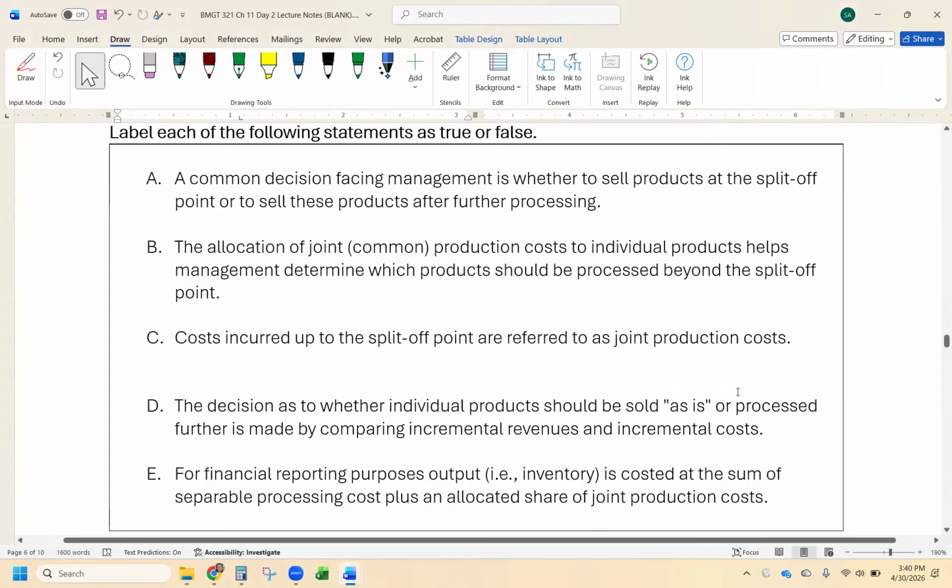No, don't say it yet, but yeah, it is true. You got it right. Good job. I'll read them all and then we'll do all of them. Okay, second one. The allocation of joint or common production costs to individual products helps management determine which products should be processed beyond the split off point.